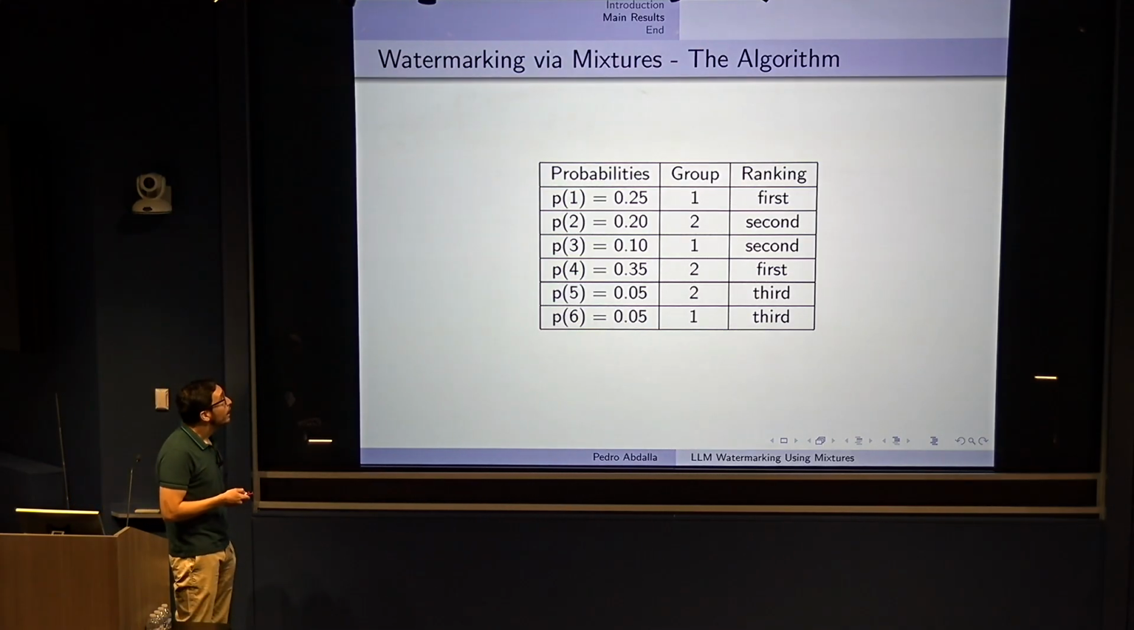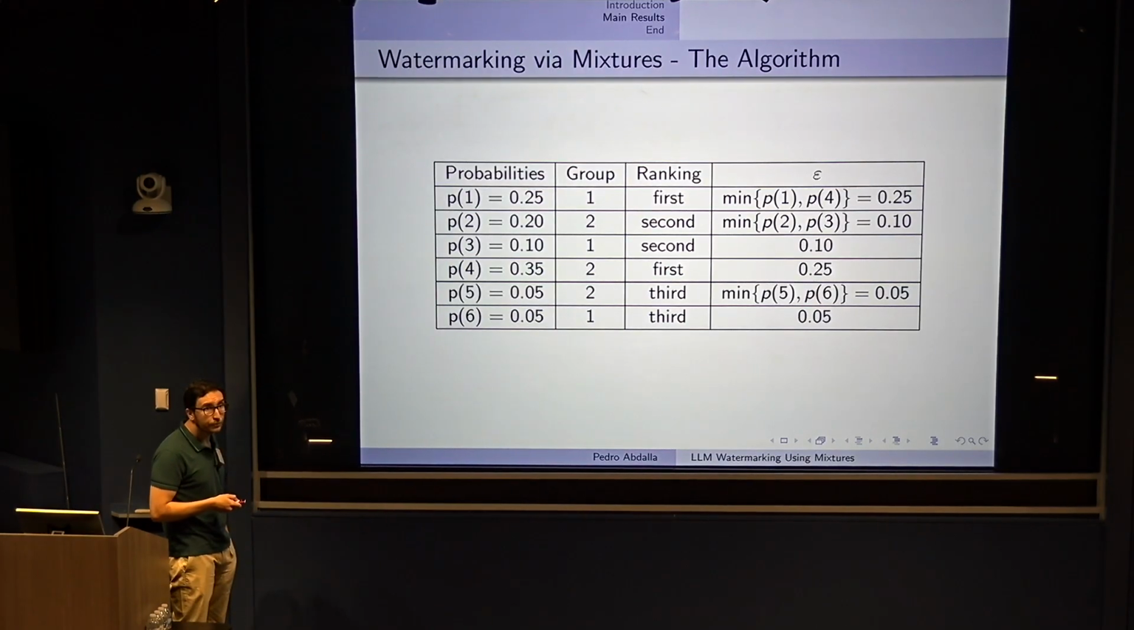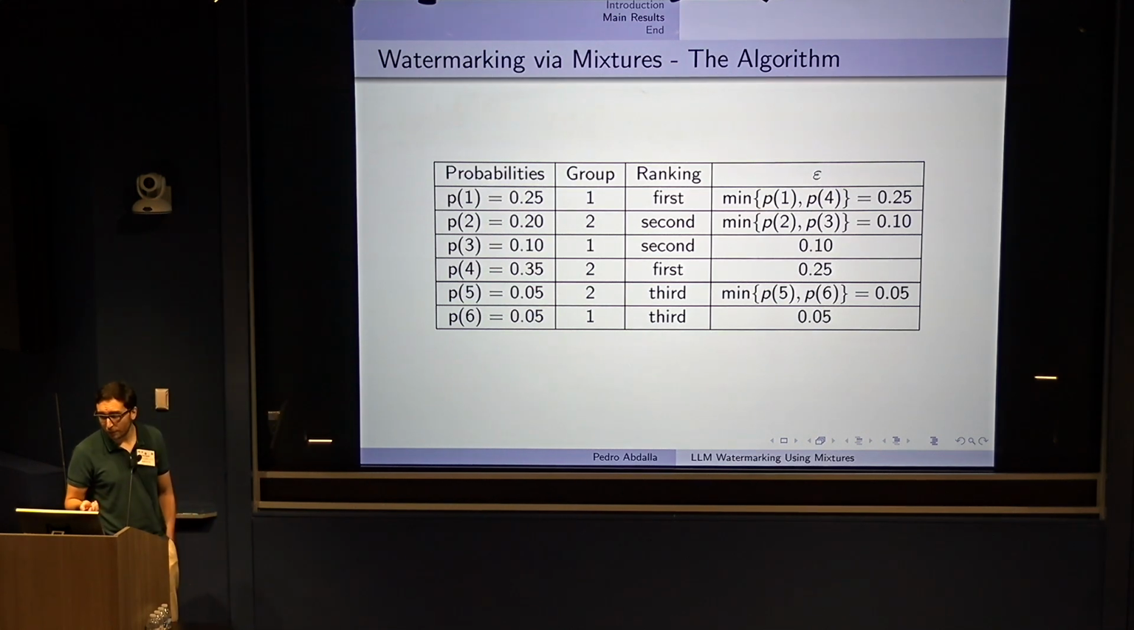Okay. And then we compute a perturbation, epsilon, taking the minimum among the following. The first row, you have P1. So we take the minimum of P1. P1 is group 1 and was ranked as first. Which other token is ranked as first as well? The fourth token. So we compare the minimum between P1 and P4. This gives 0.25.